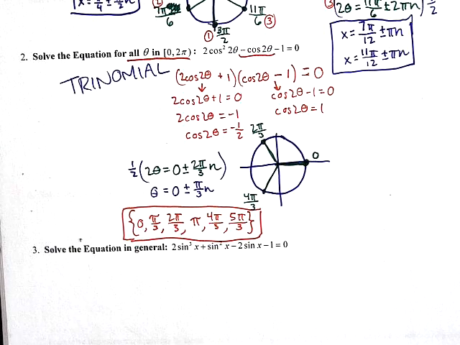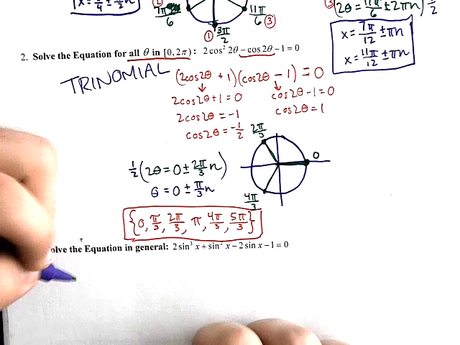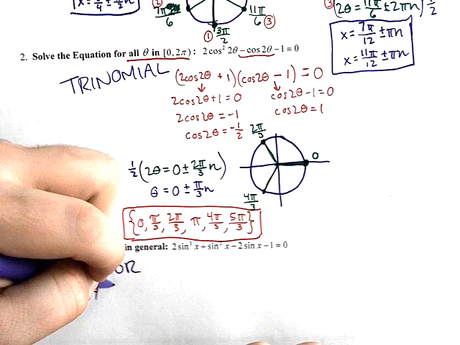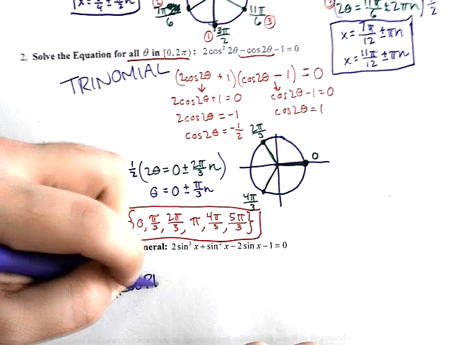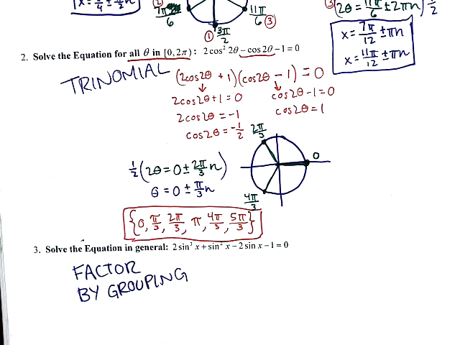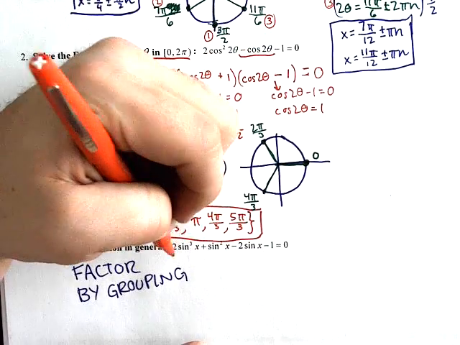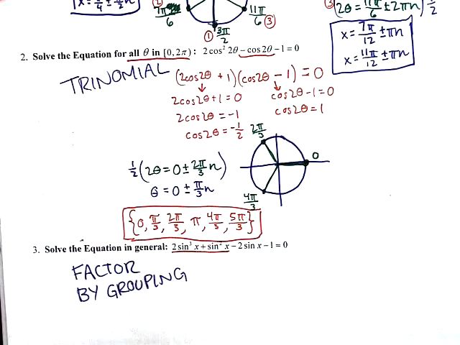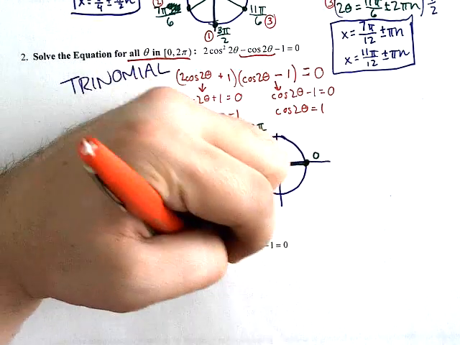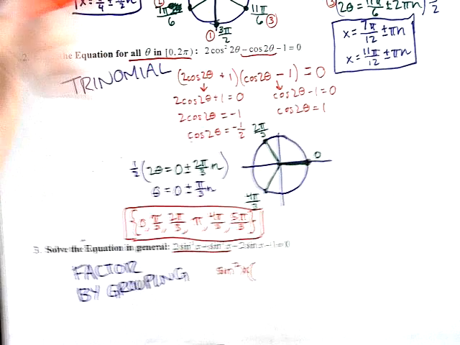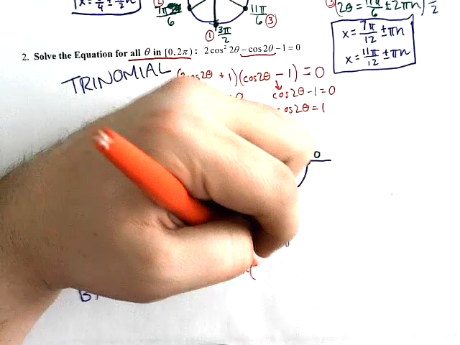What do we have for this? I hope you said factor by grouping. I hope I don't run out of space now. Factor by grouping. All right, we're going to need to factor this by grouping. So what do we see here? Well, if I just look at these first two pieces, I can take out a sine squared x. So I'm going to say sine squared x, and that would leave me with 2 sine x plus 1.